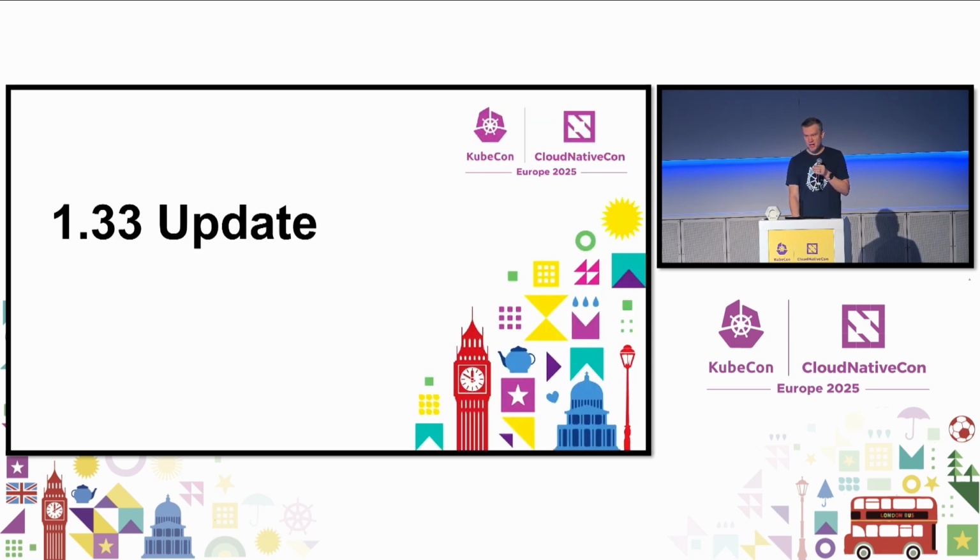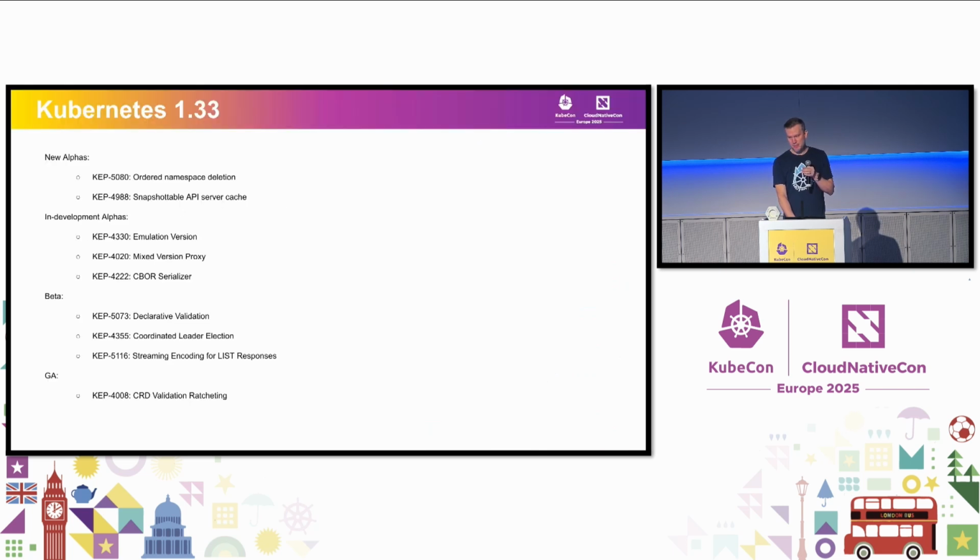All right, so that's kind of what SIG API Machinery is in broad terms. Hopefully this next section will make that a lot more concrete, because what we're going to do is go talk about individual KEPs that we've been working on recently. So this is the list of KEPs I'm going to briefly go over. There's, I think, 9 KEPs here.